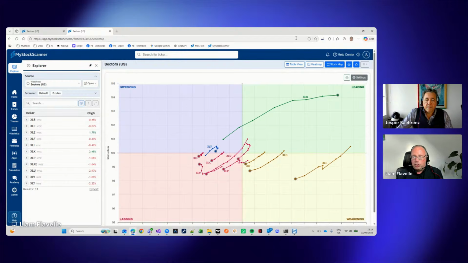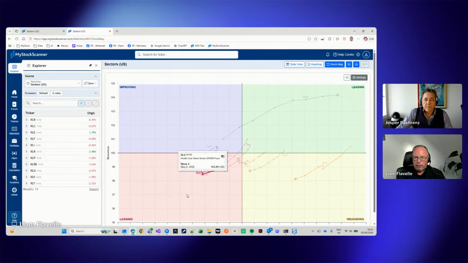Now we've got 4 quadrants. It looks really complex. It really, really isn't. Basically, anything in the improving or leading is something that we want to pay attention to. Anything in weakening and lagging is something that we're probably not going to touch. If it's flipped into weakening, then we're looking at it saying, well, okay, that's our first warning sign that we might sell.